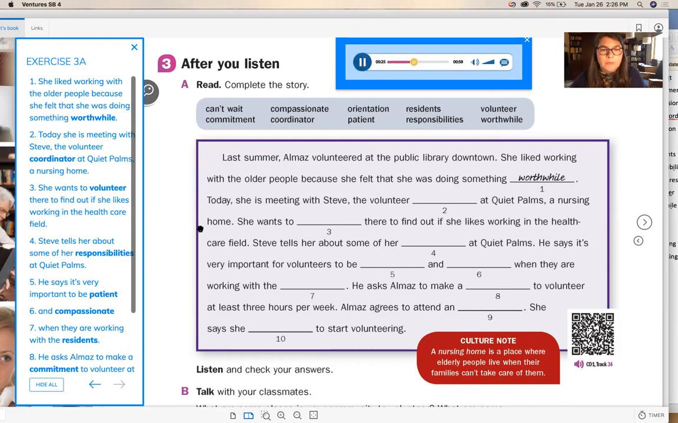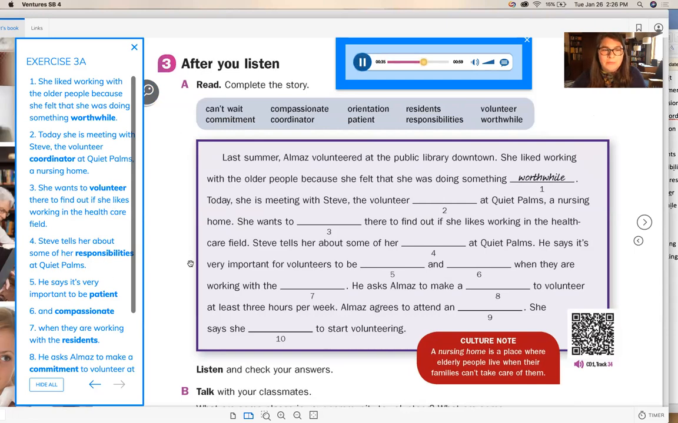She wants to volunteer there to find out if she likes working in the healthcare field. So number 3, she wants to volunteer there. She wants to work there. Volunteer means work. Steve tells her about some of her responsibilities at Quiet Palms. Responsibilities at Quiet Palms. Responsibilities. Number 4. Okay. Number 5.